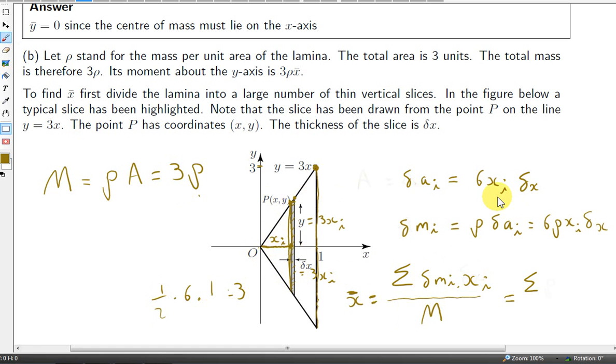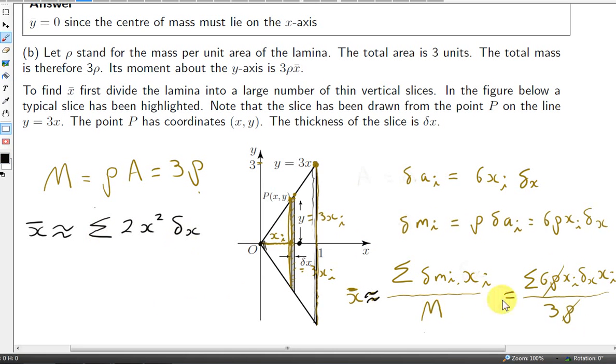Distance xi from the y-axis. So we multiply that area by rho, the mass per unit area, to get the mass of this little mass element. So we have this quantity here, 6 rho xi times delta x, and that's multiplied by xi. And all of this is divided by big M. Well, big M is the same as 3 rho. So as you can see, the rhos cancel. So as I said earlier, the position of the center of mass doesn't depend on the mass per unit area. Now, when we multiply the xi's, we get xi squared.